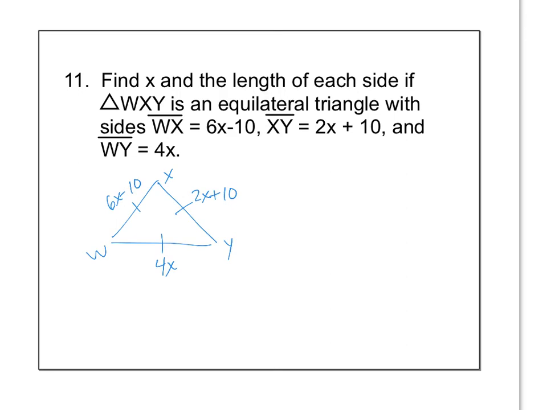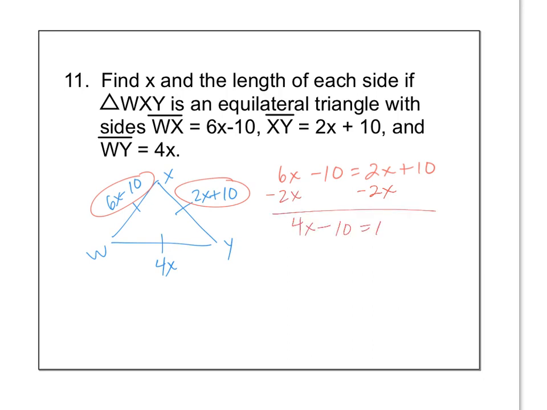So you pick any two sides, but not all three. So maybe I'll pick this one and this one, because all three sides are equal, but you only need to set two of them in the equation. So 6x minus 10 equals 2x plus 10. Now we can solve this. Divide by 4. X is 5.